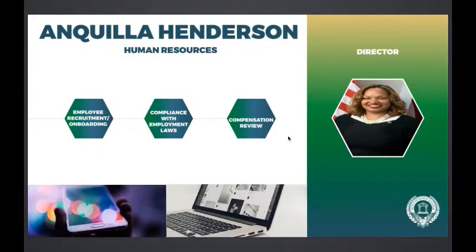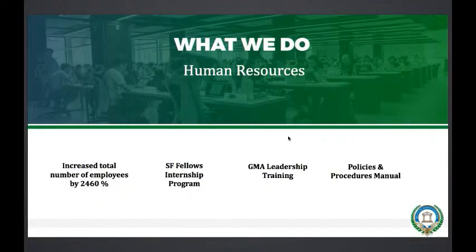Also, they review compensation to make sure that we are paying appropriately to be able to attract not only local talent, but even national talent. So we want to be able to compete on a national scale to make sure that we have the right people at the table to provide the services that are needed and deserved by the residents of the city of South Fulton.